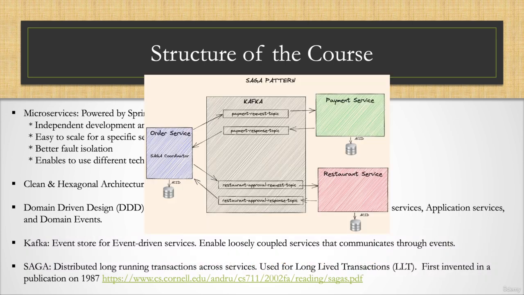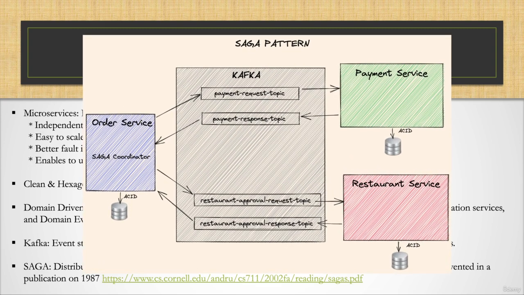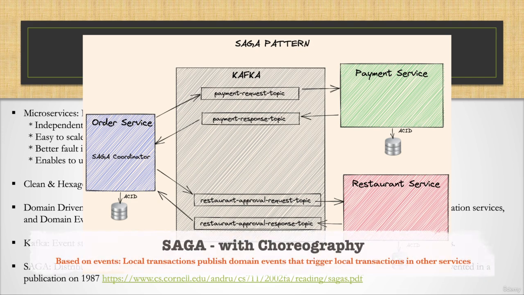For example, as you will see in the next lecture, in this course, you will have a food ordering application that has order service, payment service, and restaurant service. To complete a food order, the application will need a successful payment as well as a restaurant approval. For this scenario, I will implement the Saga pattern using Kafka as the event bus and let the services communicate using events with the choreography approach.